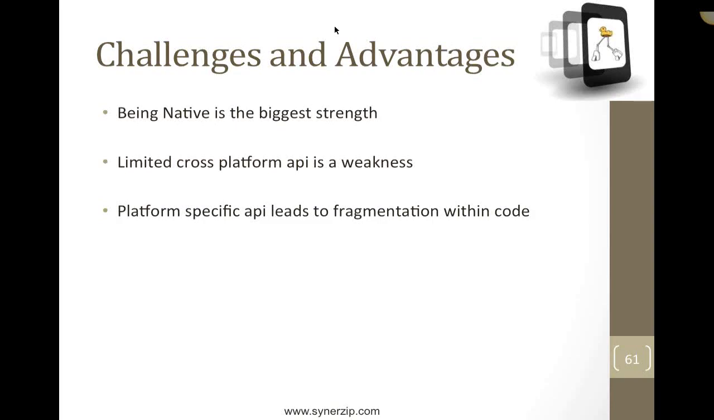Although Titanium does provide us with Android-specific APIs and iOS-specific APIs, what I feel is this adds to the fragmentation in code. So there's an API in Titanium which allows you to run an Android service. But then my code would look like if Android, run the service, and if iOS, run something else. It's the same fragmentation which we faced in JavaScript a couple of years back.